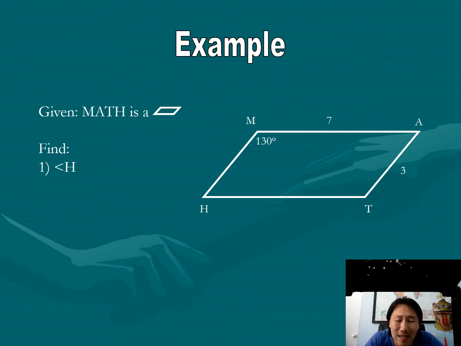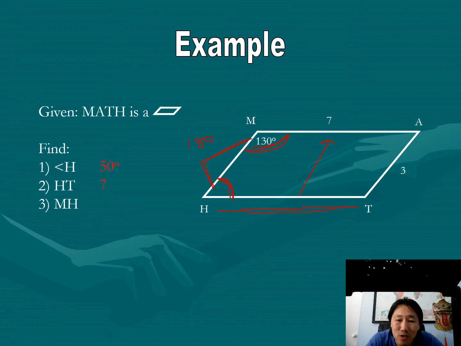to find angle H. I know that looks like less than H, but it's meant to say angle H. All right, how big is that angle? Well, if all of those rules are now true, then this angle with this angle must add up to 180, the consecutive angles theorem. So therefore H must be 50. How about HT? How long is HT? That one's easy. It must equal 7, opposite sides theorem.